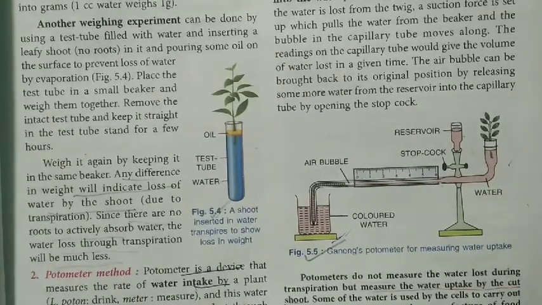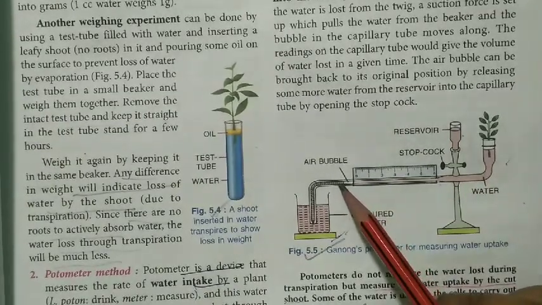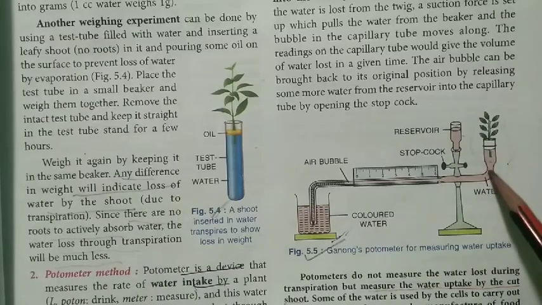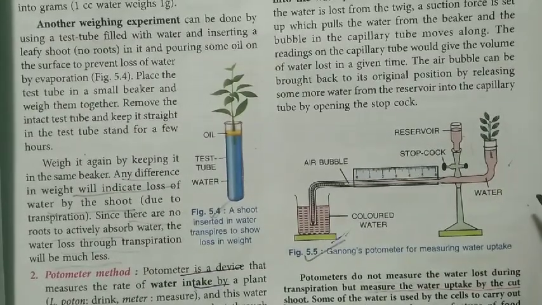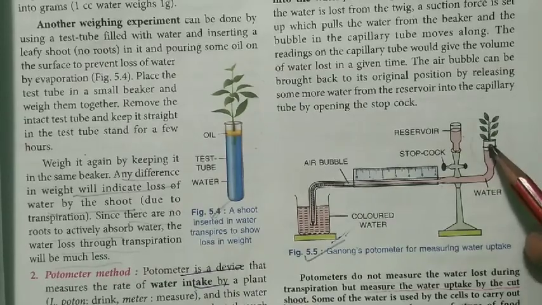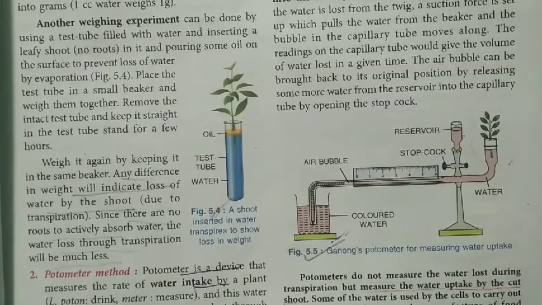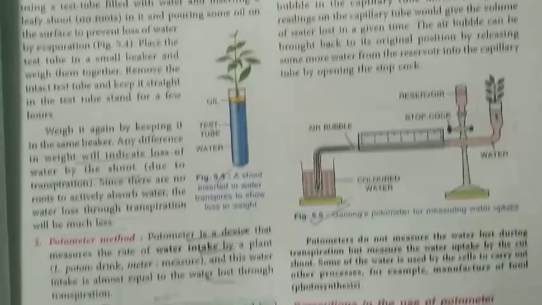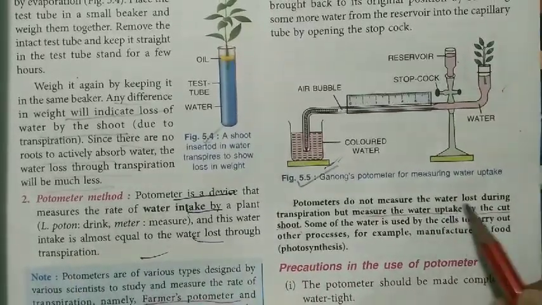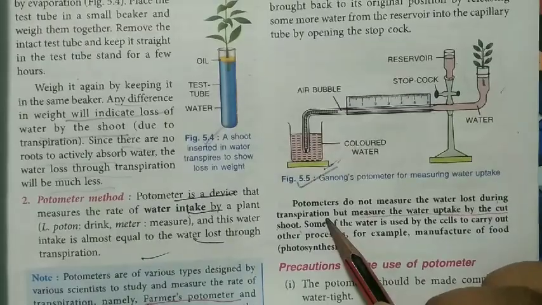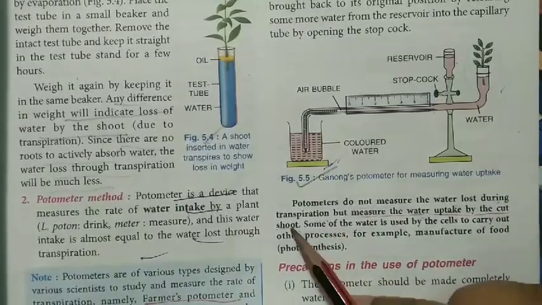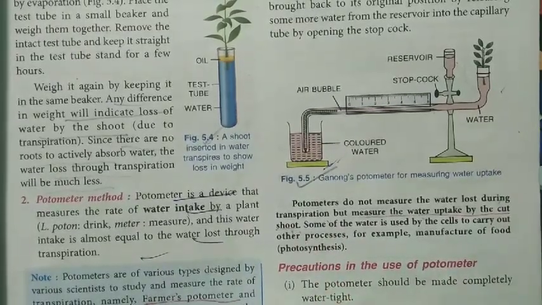Now as the transpiration proceeds, this air bubble moves towards the twig. That means it shows the rate of loss of water by the twig. The important thing here is that the potometer does not measure the water loss during transpiration, but what it measures is the water uptake by the cut shoot.